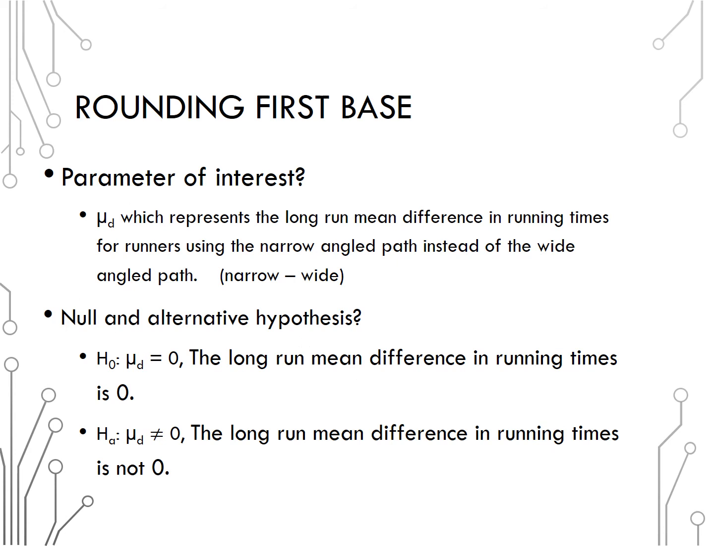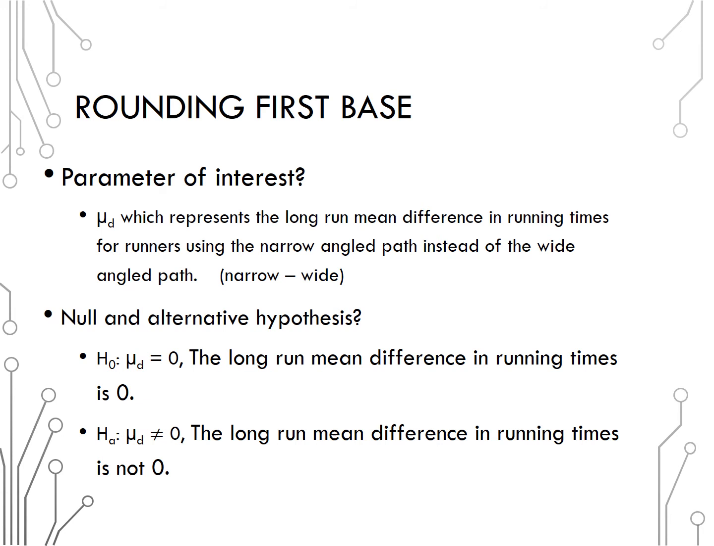What is our parameter of interest in this study? Paired data uses mu sub d as the parameter of interest, which is the long-run mean difference, in this case, in running times, for runners using a narrow angle path instead of a wide angle path, narrow minus wide. Note here that we still need to give the order of subtraction in order to understand what these differences are representing. How about the null and alternative hypothesis?